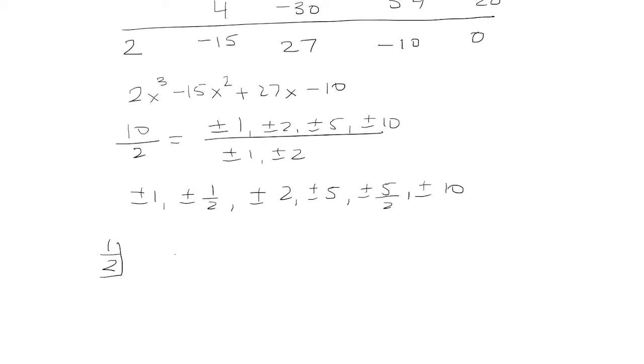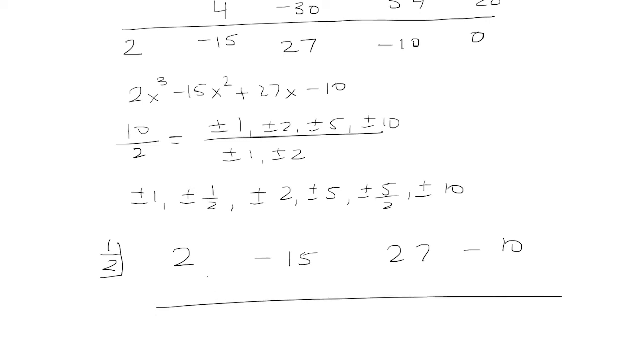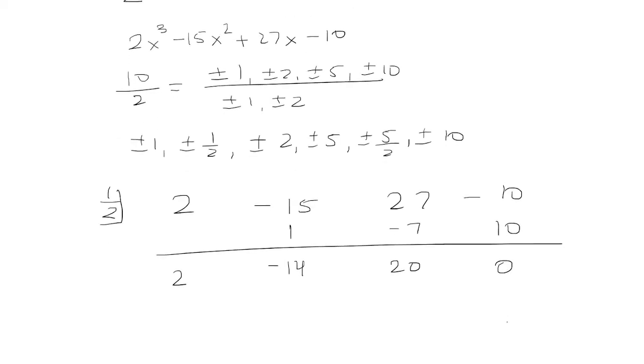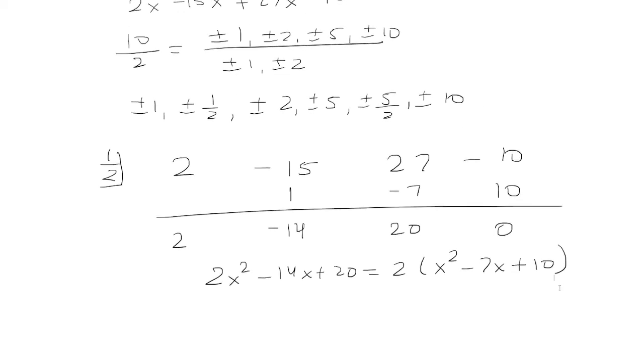I have the 1/2 here, then we do 2, negative 15, 27, and negative 10. Bring down 2. 2 times a half is 1. Add. 1/2 times negative 14 is negative 7. Add. 1/2 times 20 is 10. And add. So I was able to get a quadratic now, 2x squared minus 14x plus 20. So 1/2 is a 0, which I can factor a 2 out of and get this. Now this is easy enough where I can factor it as x minus 5 and x minus 2.